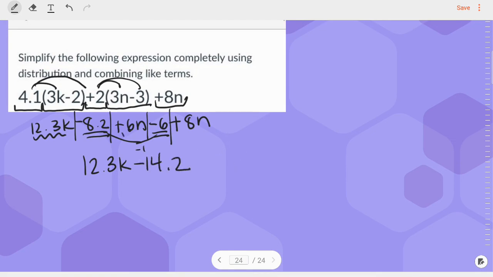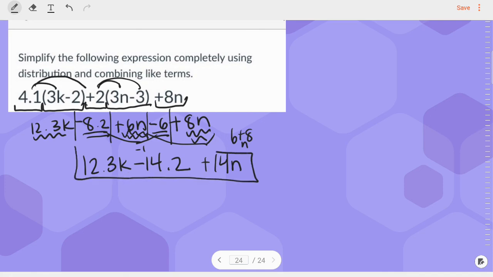And last but not least, 6n and 8n are like terms. That 6 plus 8 gives me 14. And don't forget to bring the variable with it. Those had an n, so 14n. Now, if you did this problem, but you had a different order, no worries. As long as 12.3 is positive, 14.2 is negative, and 14 is positive.